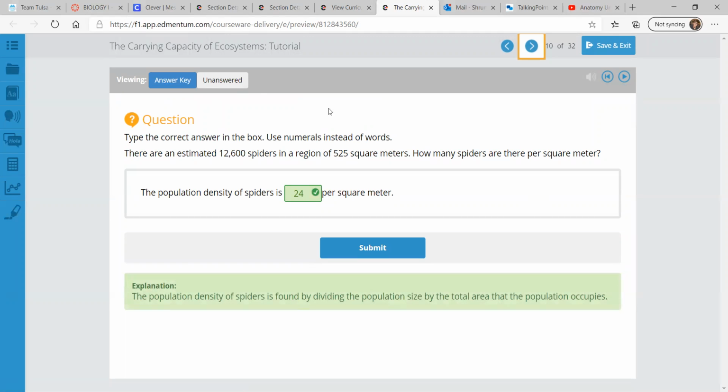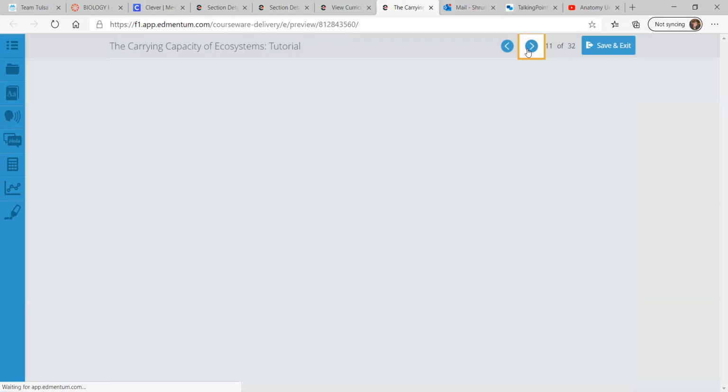Question, oh, well, the answer key already pops up. There are an estimated 12,600 spiders in a region of 525 square meters. So how many spiders are there per square meter? That is just dividing 12,600 by 525, which is 24. That means the population density of spiders is 24 spiders per square meter.